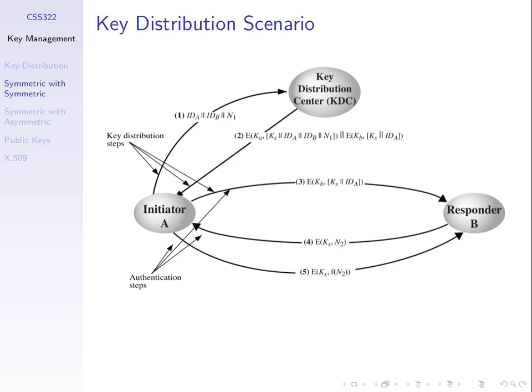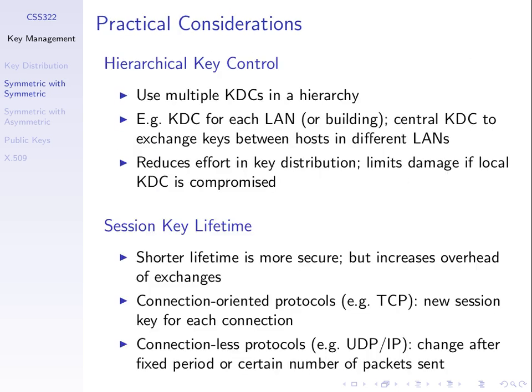So having multiple KDCs means that if, for example, the KDC in Rungsit is compromised, someone gets access to it, at least it means the communications in this campus can still be secure, so long as the KDC here is secure. Okay. So there's advantages of having multiple KDCs. So a hierarchy of KDCs.